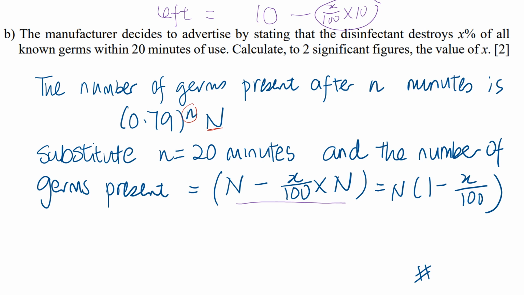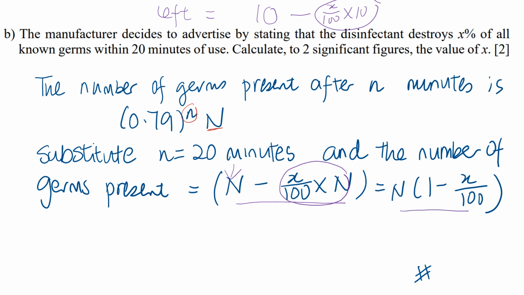Okay, the number of germs present. This is the amount that is being destroyed already. This is the original amount. So what is left will be just the original amount minus what you have destroyed. And I'm going to factorize the N out.